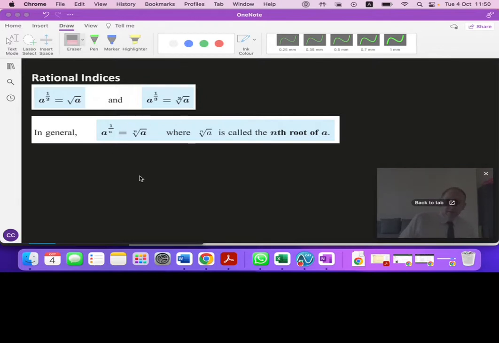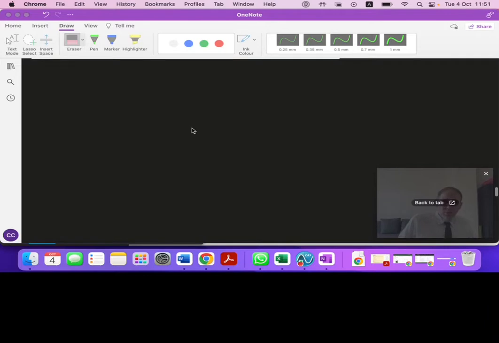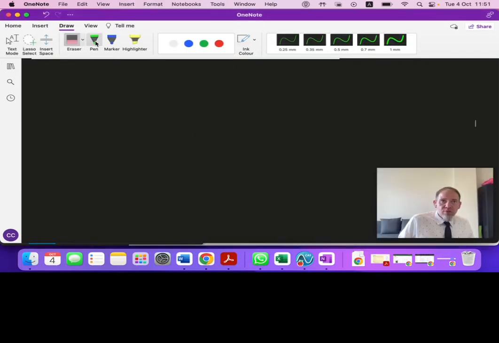So these are the rules. A to the 1/2 power equals the square root of a. And a to the 1/3 power is the cube root of a. And a to the 1/n is the nth root of a. Those are the rules. You can get those from the textbook. What I want to show you is why. Why does this happen? So I want to actually prove that first rule, because I think if we prove the first rule, the rest makes a whole heck of a lot more sense.